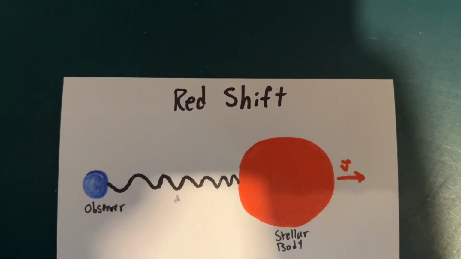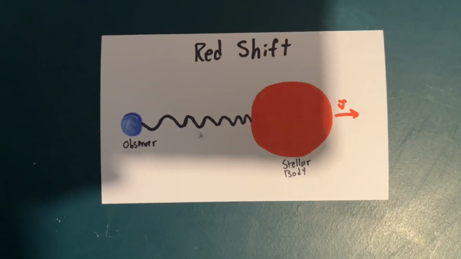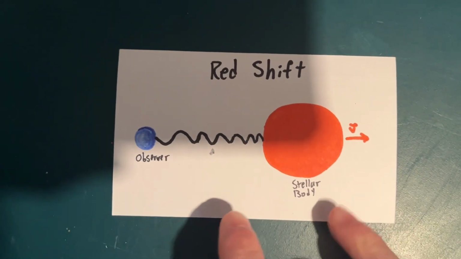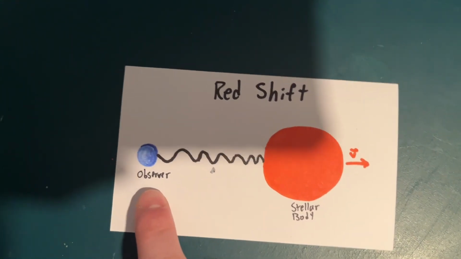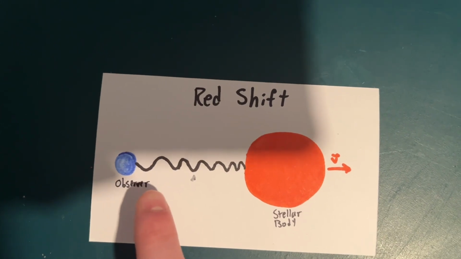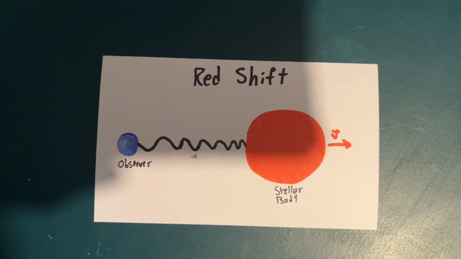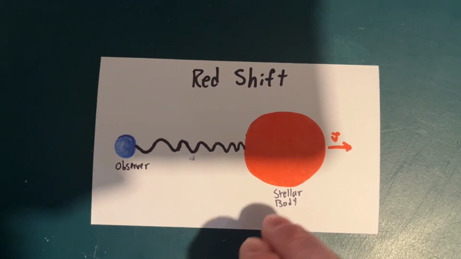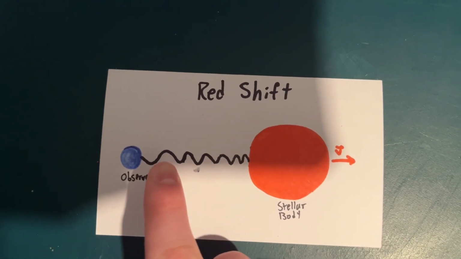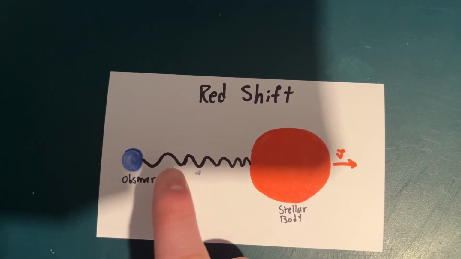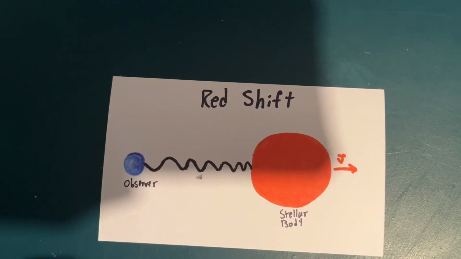Stellar bodies typically consist of suns, galaxies, and a whole plethora of different astronomical bodies. In this diagram, you can see this is representing a stellar body or a sun, and this is an observer or just another planet. As the sun, as well as other stellar bodies, move away from us because the universe is ever expanding, the wavelength of light starts to lengthen, which causes this redshift. Lengthened wavelengths are associated on the electromagnetic spectrum with the color red.